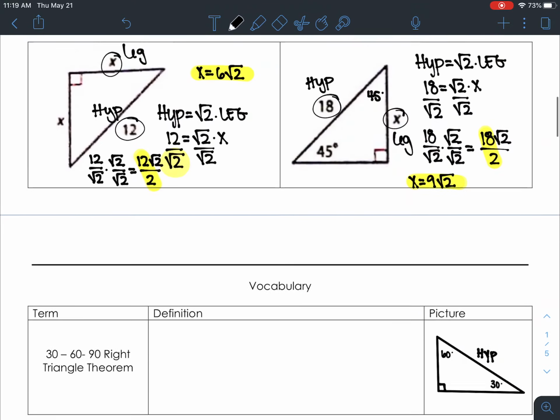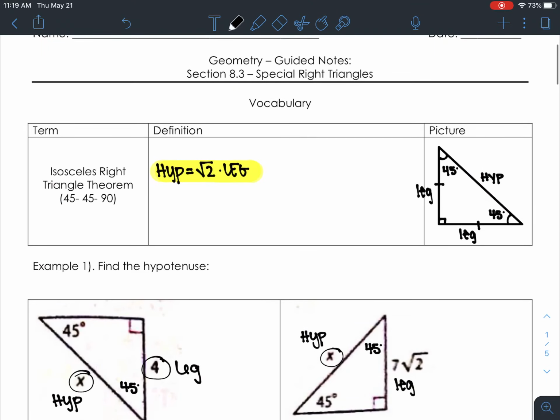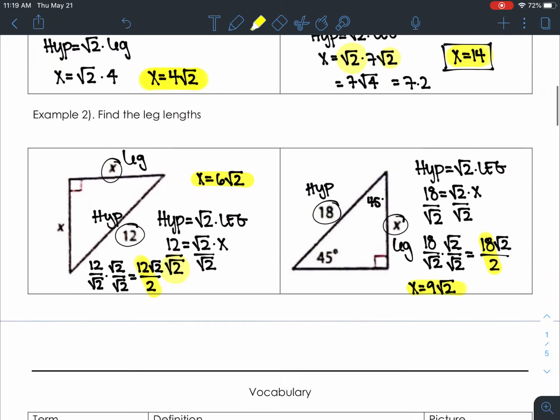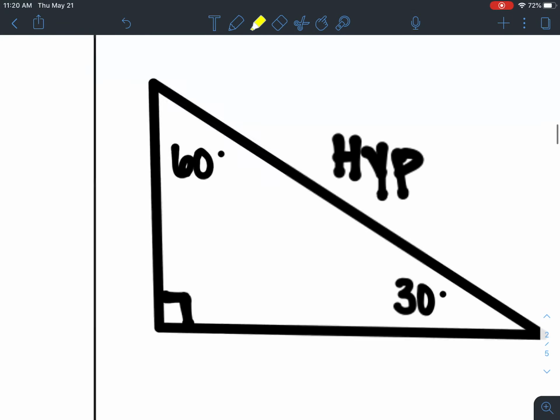But up here when we were talking about 45, 45, 90s, I just labeled them the legs. Now, I could label them the same thing because it's isosceles, so they have the same side lengths, right? That's not going to be true in a 30, 60, 90 triangle because it's not isosceles, which means that these are going to be different side lengths. So you're going to have a short leg and a long leg. Now, how do you tell which one's which, right?